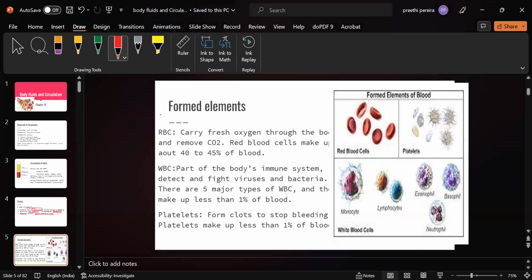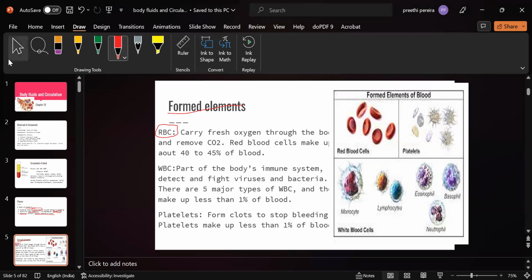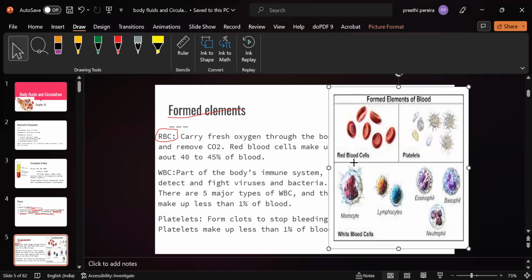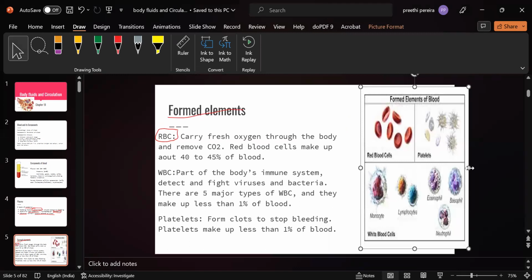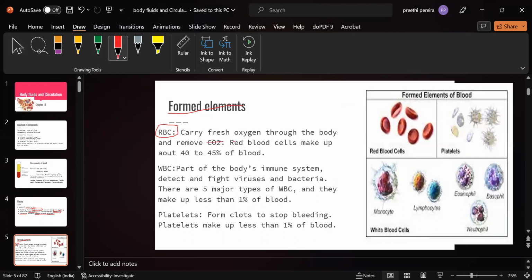So next we are going to study formed elements. In formed elements, first we'll be studying RBC. First is RBC. So RBC constitutes 45% of our blood. What is the function of the RBC? They carry fresh oxygen through the body and remove carbon dioxide.